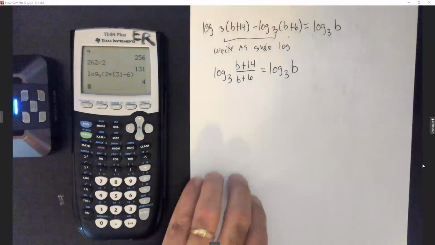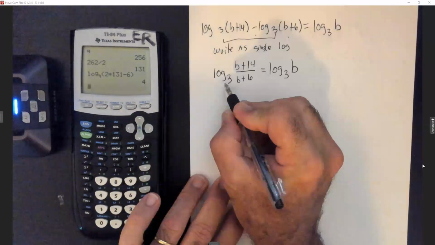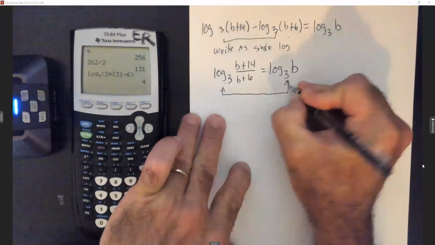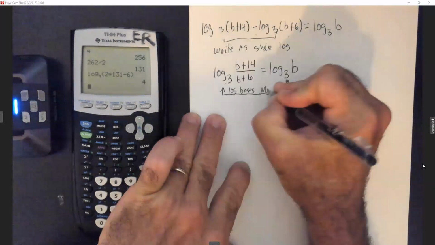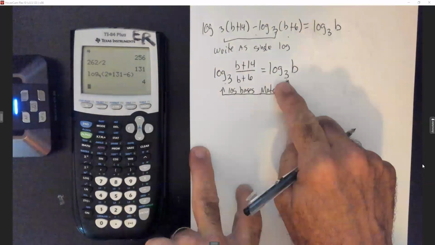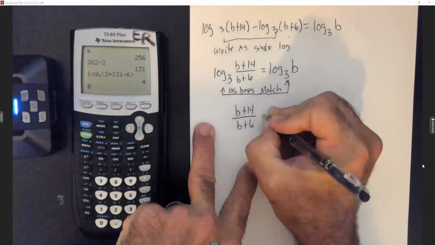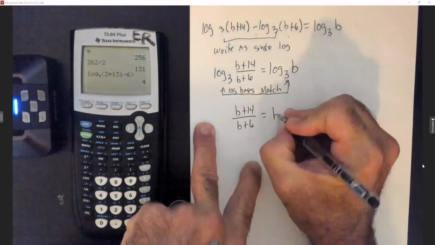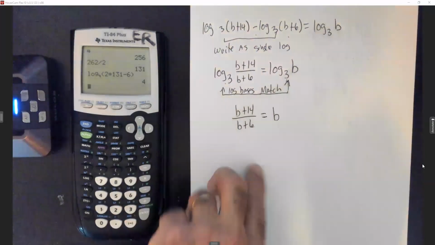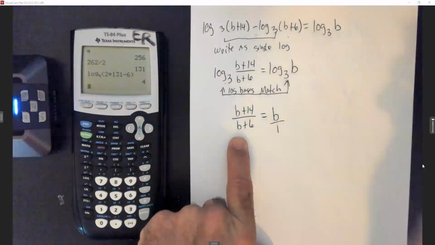So y'all, here's what's happening in this example. This log base 3 matches that log base 3, right? So the log bases match. And anytime the log bases match, that means that b plus 14 over b plus 6, this result, has to equal this result, which is the b. So if you can get a log base on each side to match, then these parts have to equal. So to solve that, I'm gonna put a 1 under there first.